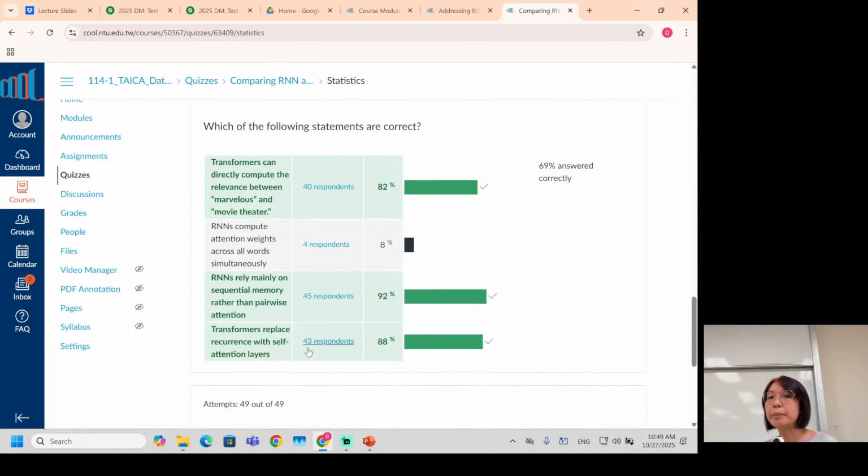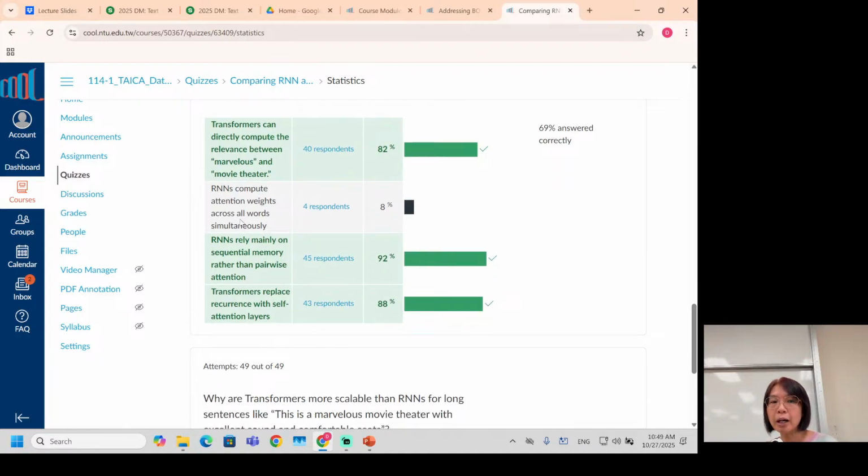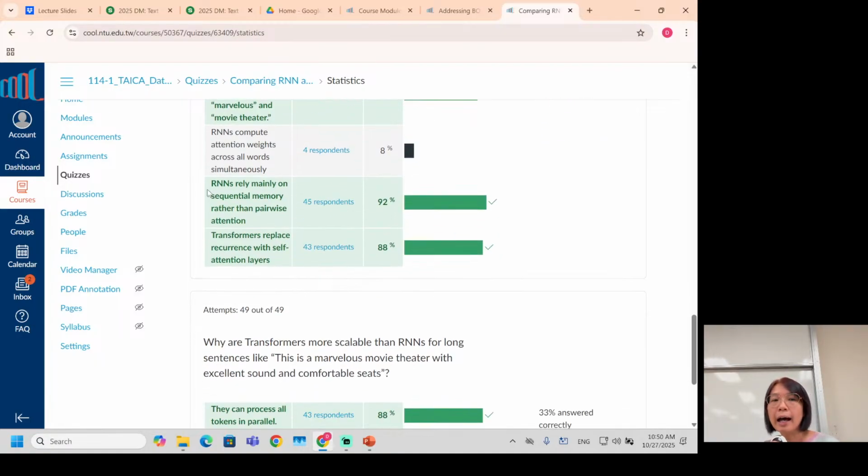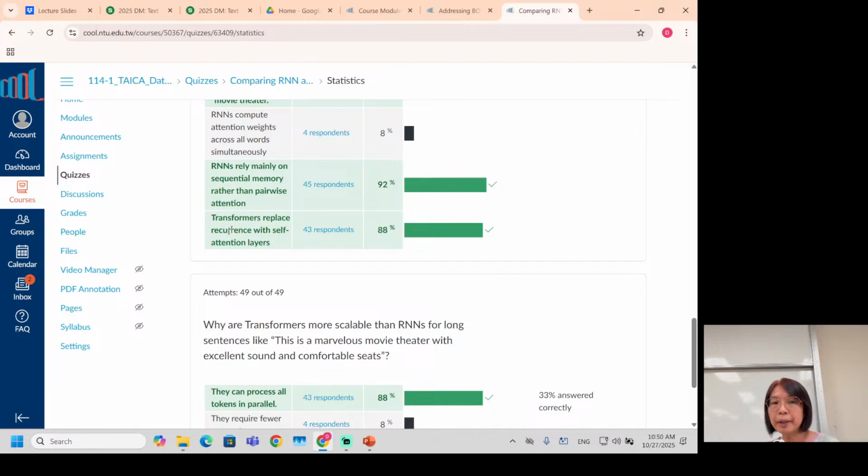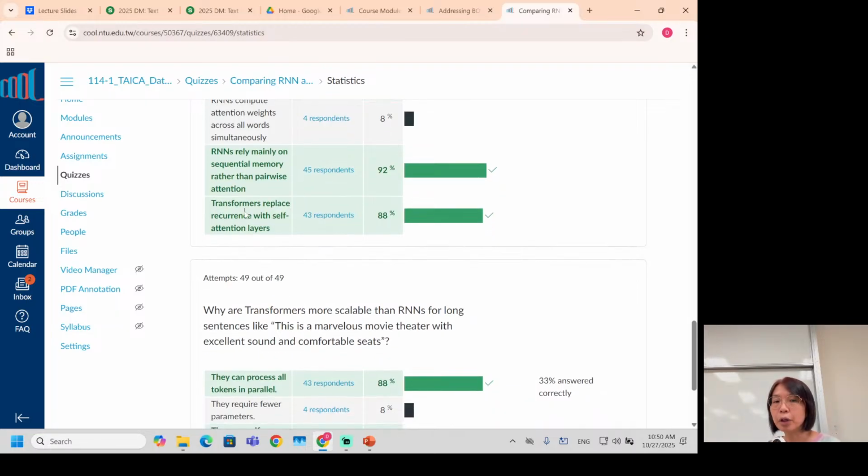Okay, which of the following statements are correct? The transformer can directly compute the relevance between marvelous and movie theater. That is correct. RNN computes attention weight across all words simultaneously. You need to know that is wrong, right? Because the RNN does not have attention. At least when you see that, you say, oh, it's wrong because they don't have the attention weight. RNN relies mainly on sequential memory rather than pairwise attention. That is right. Transformer replaces recurrence with self-attention layers. Yes. So remember the R stands for recurrence.